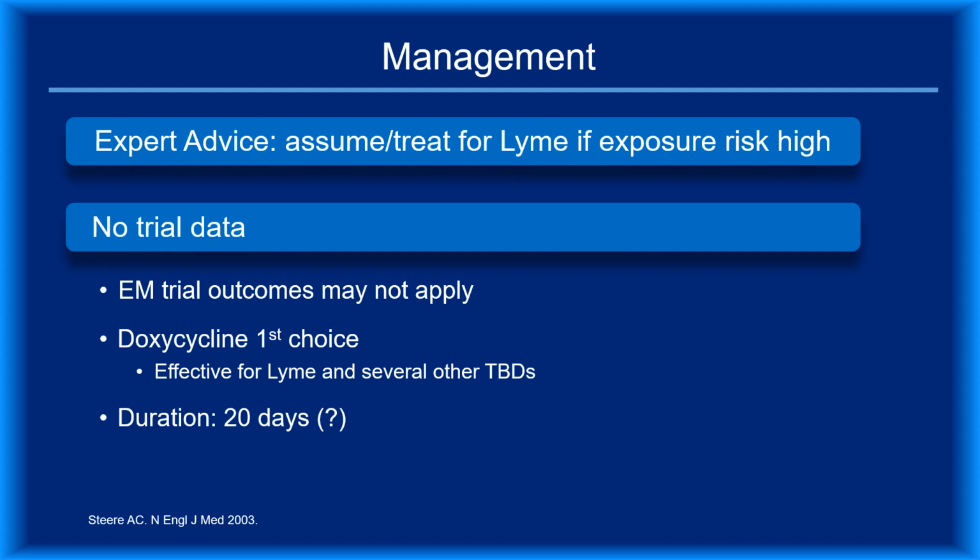How you should do that is unclear. There's no trial data to guide decision-making. Findings from the EM trials may not be applicable to non-EM patients. Doxycycline is the agent of choice because it covers other tick-borne illnesses, yet other first-line antibiotics may be equally appropriate. 20 days of treatment should be sufficient for those who lack neurological symptoms and are not severely ill.